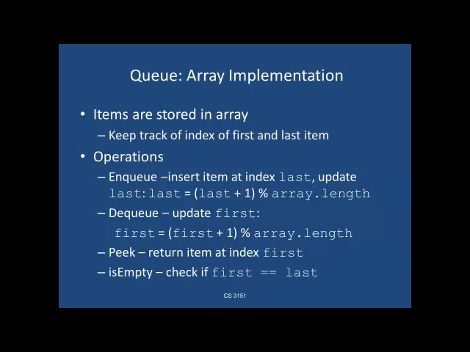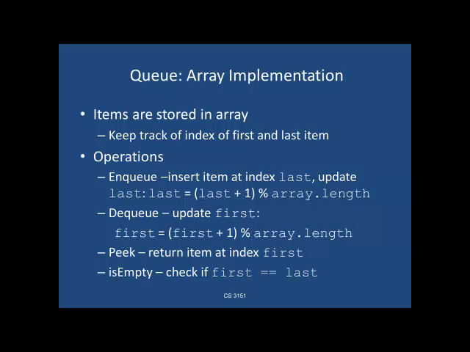In summary, an array implementation of the queue stores all queue items as elements of an array. We use two variables, first and last, to keep track of the head and tail of the queue. First is the index of the position where the next item is removed, and last is the index where the next item is added. In turn, enqueue inserts at index last and increments last by 1.